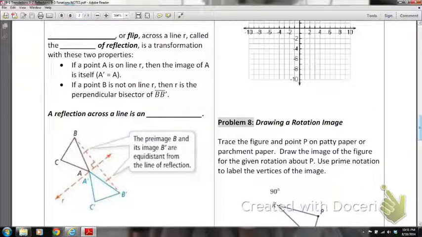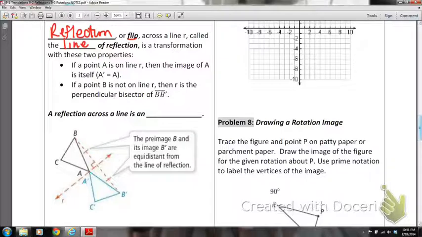We're going to be continuing our lessons on transformations with this lesson on reflections. A reflection, or a flip as it's more commonly called, across a line R, which is the line of reflection, is a transformation with these two properties.